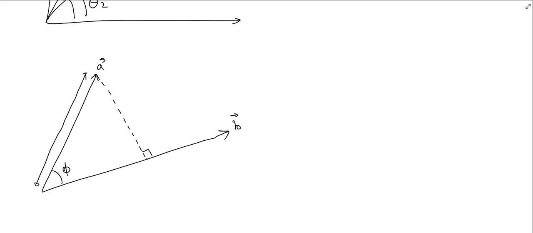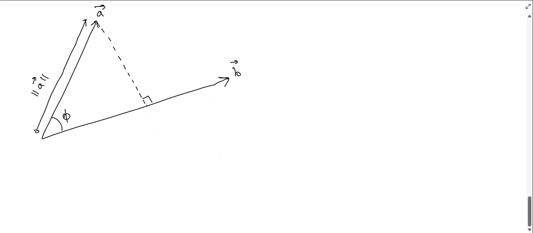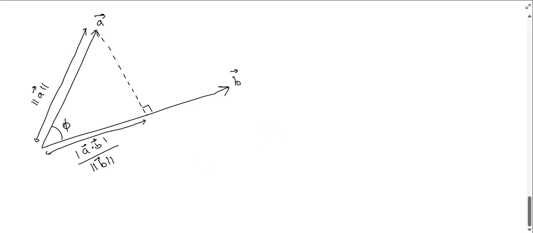Now this distance, what will it be? It will be the magnitude of vector A, which we represent as, okay. And this distance we already saw. This is the dot product between A and B divided by the norm. Okay. So now we have done all this. Now we want to calculate phi.